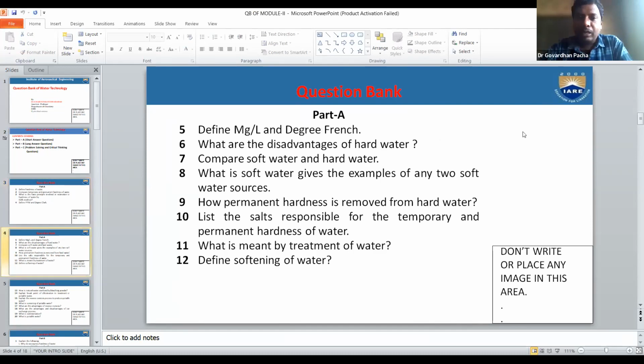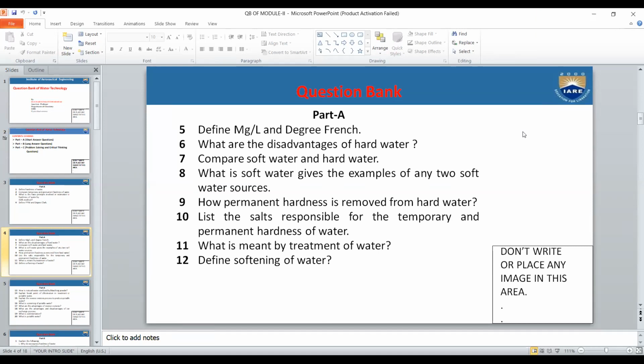Next we see, define milligram per liter and degree French. Already discussed milligram per liter. Milligram per liter is equal to 1 ppm, and degree French is equal to 0.1 for 1 ppm. Okay, next, what are the disadvantages of hard water? Okay, anybody tell me what are the disadvantages of hard water?